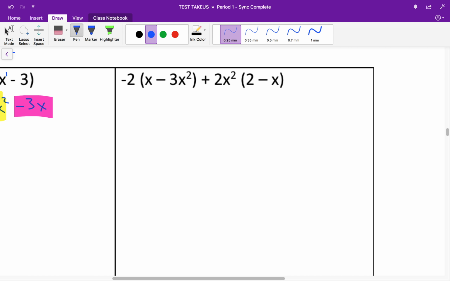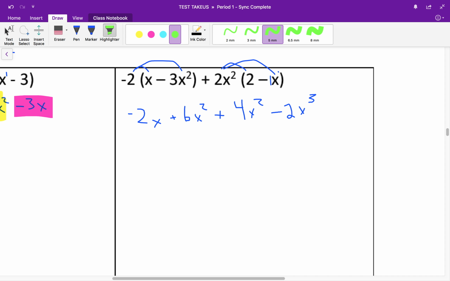So here we're going to expand again, so we're going to rainbow in. So we have negative 2 times x, which is negative 2x. Negative 2 times negative 3 is positive 6x squared. 2x squared times 2 is going to be 4x squared. And then positive 2 times negative x is going to be minus 2x. So we times it by the 1 there. Then x squared times x is going to be x cubed. And let's do some highlighting.